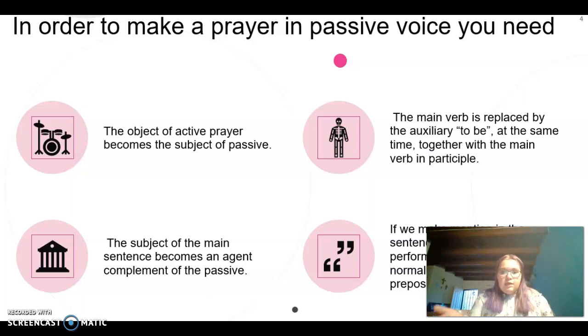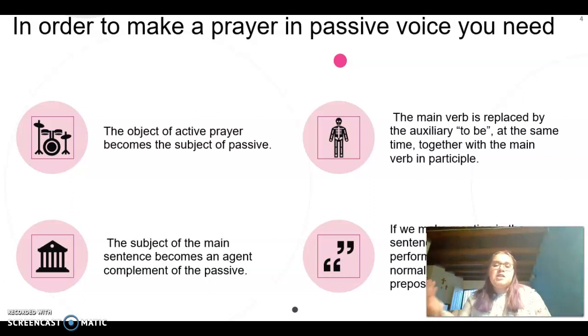In order to make a sentence in passive voice, you need four parts. The first part is the object of the active sentence, which becomes the subject of the passive. The second part is the subject of the main sentence, which becomes the agent complement of the passive. And part three is so important because this is the final operation.